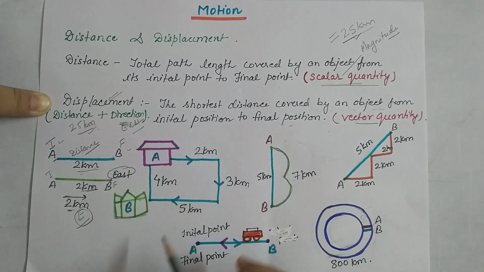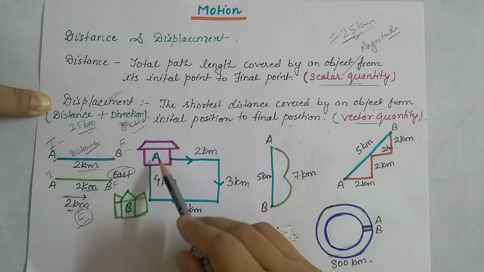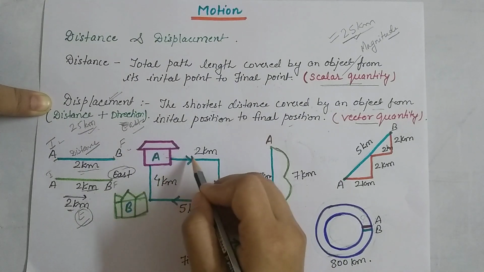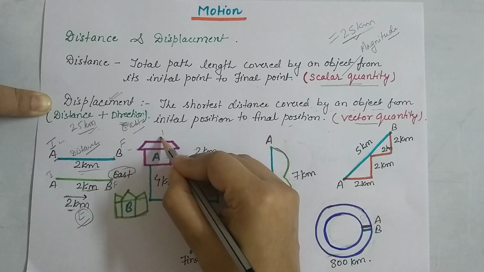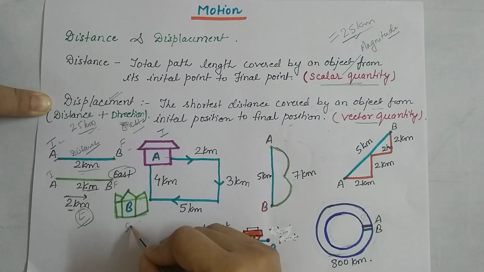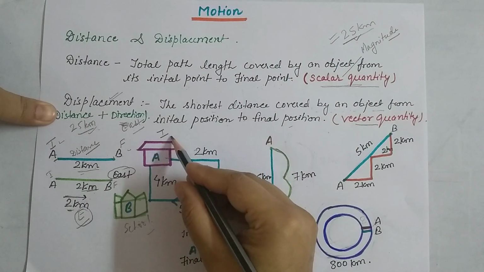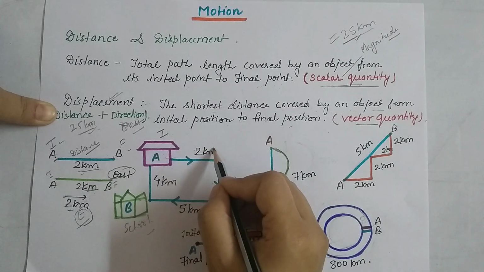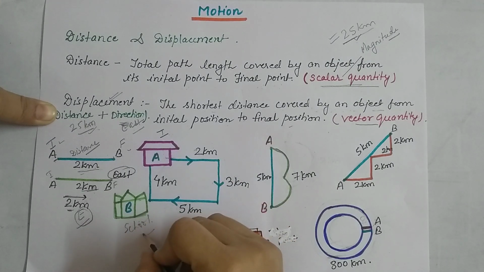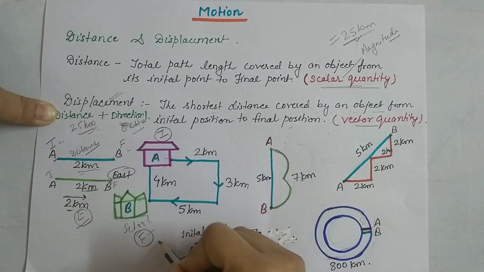Now we will take the second figure. Very important, let's have a look. This is the house of a boy. A is the initial position of the boy, and the boy has to come to his school. This is the school. This is the initial point from where the boy starts walking, and the school is the final point.